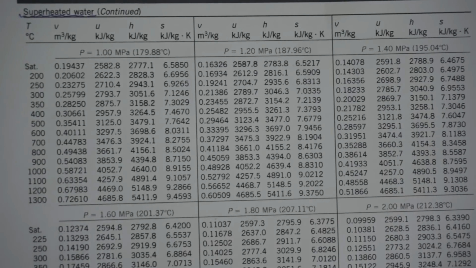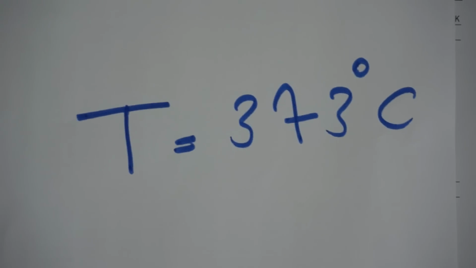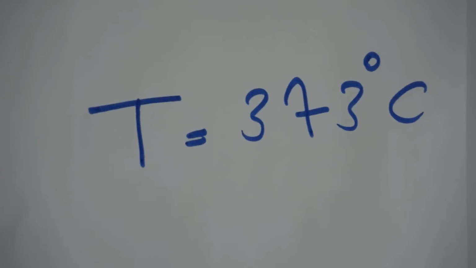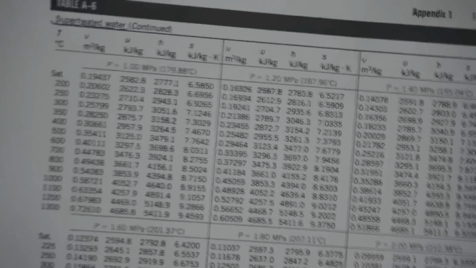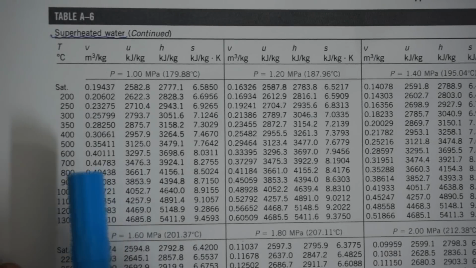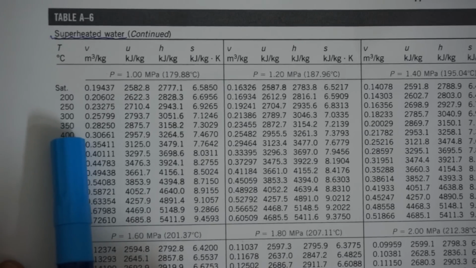Now suppose in a question they gave you a temperature of 373 and you were asked to find the corresponding value of small v, specific volume. If you go to table A6 and look at the values, you only can find 350 and 400. We don't have the 373. In this case we need to do the interpolation.